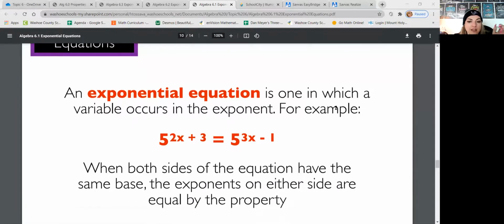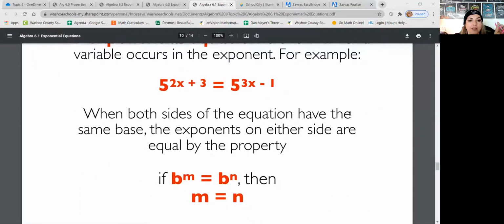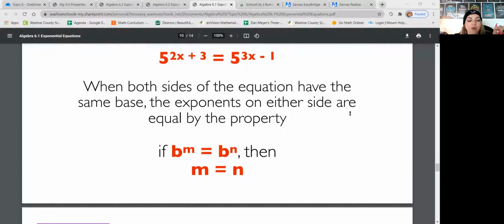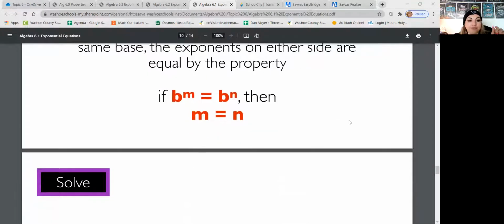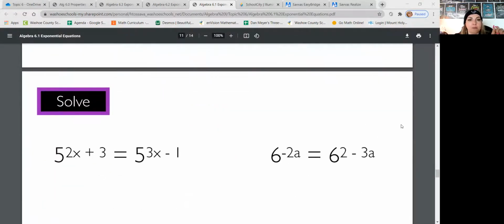When both sides of the equation have the same base, the exponents on either side are equal by the property. This is the formula for the property: b to the power of m equals b to the power of n means that m is equal to n. Once the bases are the same, we can omit the bases, write the equation using just the expressions for the exponents, 2x plus 3 equals 3x minus 1, and then solve for x. So let's put this into practice.